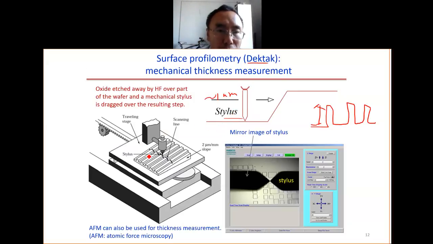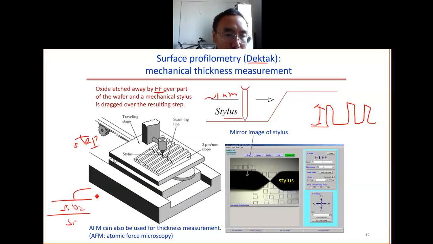Now, how to make the steps for the measurement? We can use hydrofluoric acid. We can use HF to make the step. For instance, if this is silicon oxide, and this is silicon, what you can do is paste some photoresist. Then you use HF to etch away the silicon oxide. Then you remove the photoresist. This way you get a step here. So once you have the step, you can use the Dektak to measure the thickness of the silicon oxide.